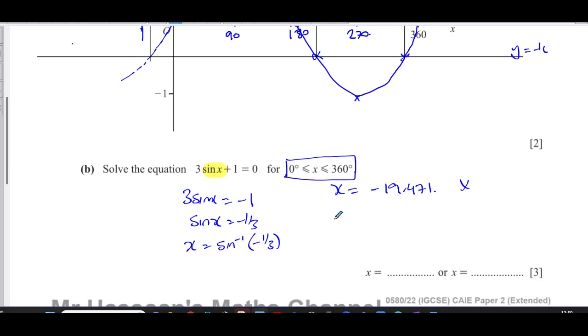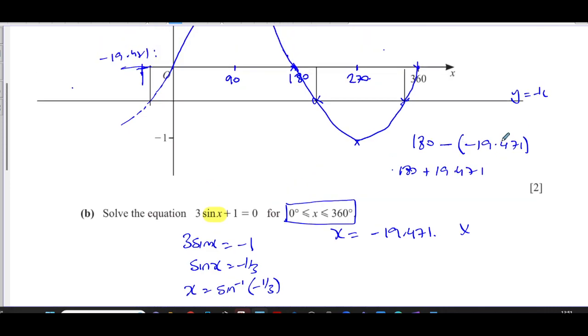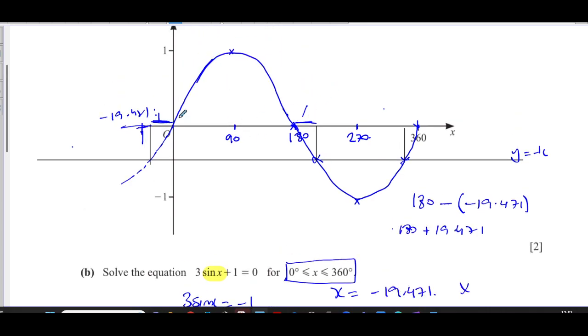Always, to find the other angle for the sine curve, we do 180 minus the angle that the calculator gave us. So it's 180 minus minus 19.471, which ends up being 180 plus 19.471. And you can understand how that is from here, because between here and here, that distance is 19.471. Between here and here, the distance is also 19.471. Same, because it's symmetrical. The sine curve has this property of symmetry. So this is also 19.471. So you can understand how this is 180 plus 19.471.